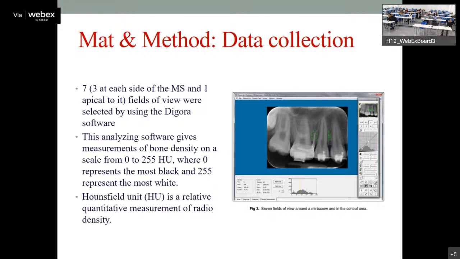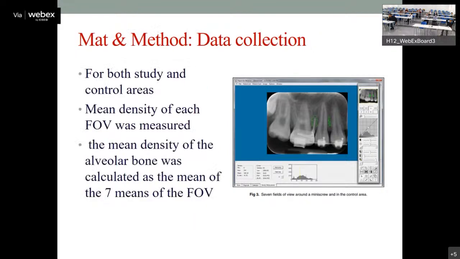The analyzing software measures bone density on a scale from 0 to 255 Hounsfield unit, where 0 represents the most black, which is less dense, and 255 represents the most white, the most dense. Again, it was assessed for both study and control areas, and we measured the mean density for each field of view. And then for the alveolar bone, we measured the mean of the 7 means of the fields of view.